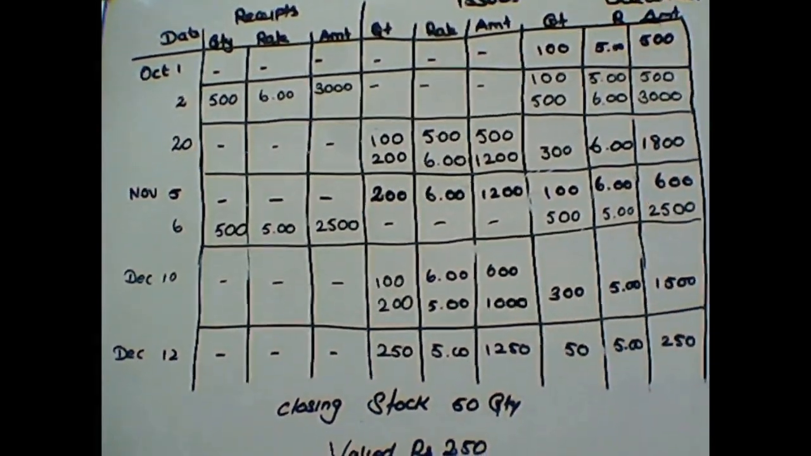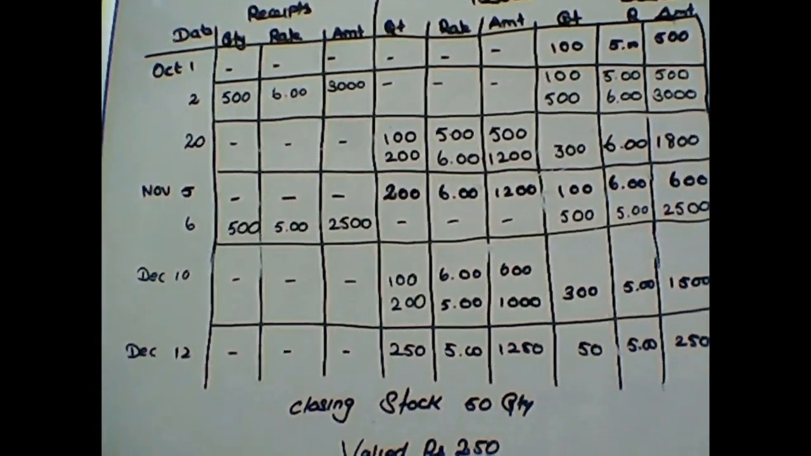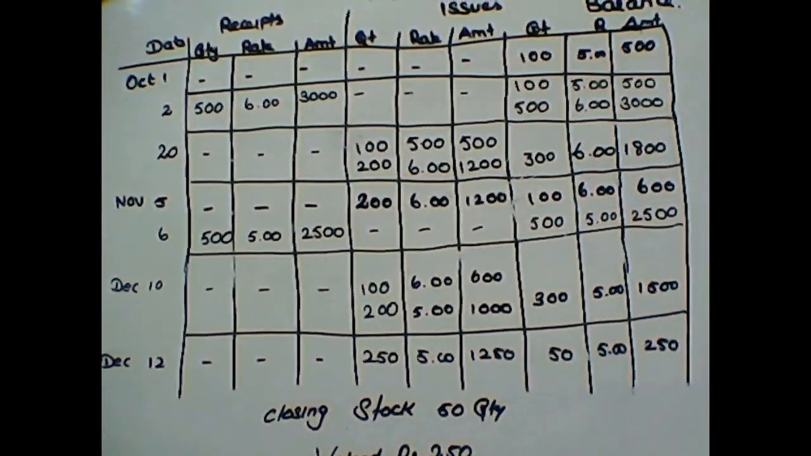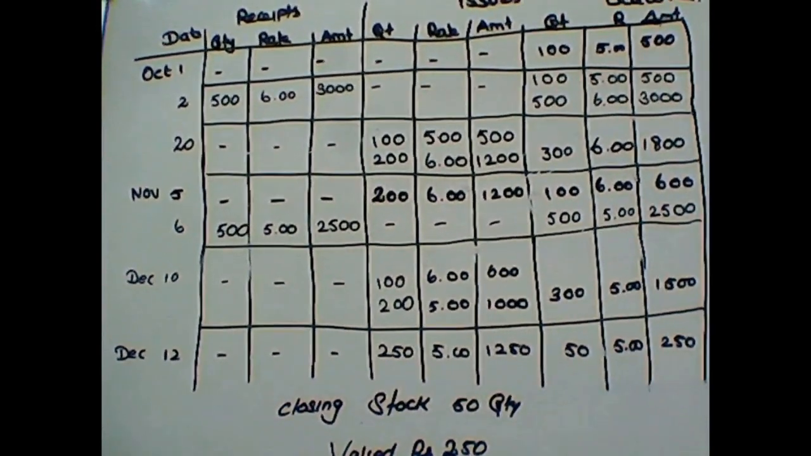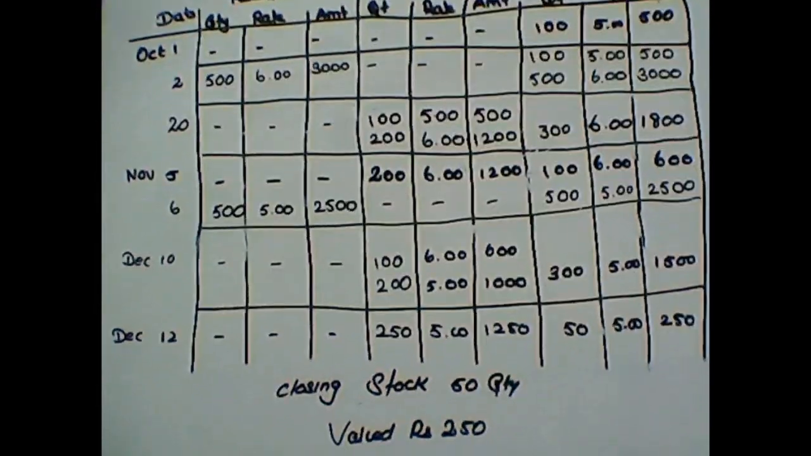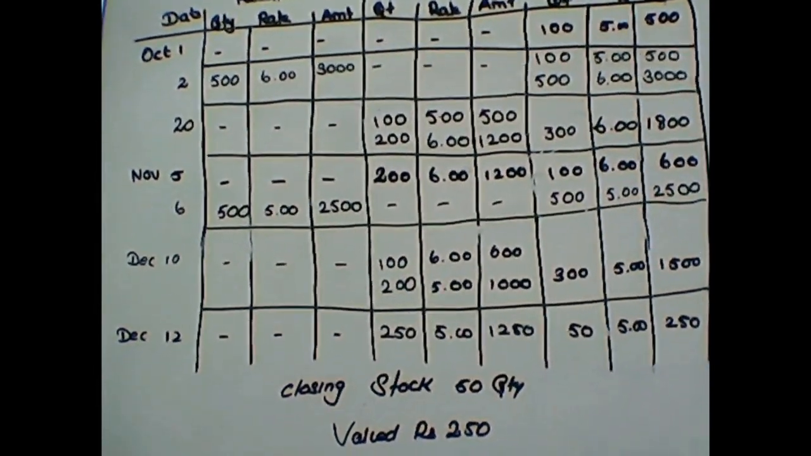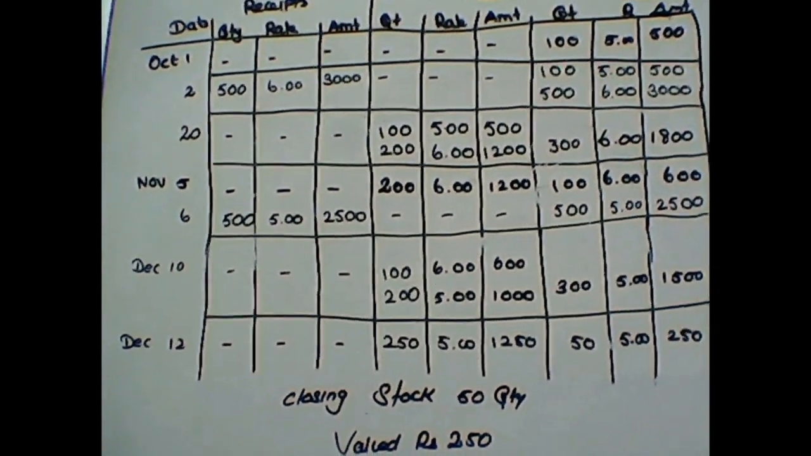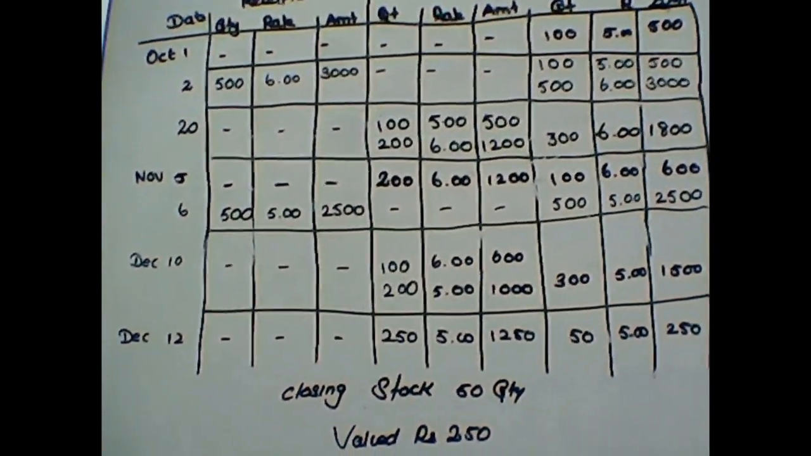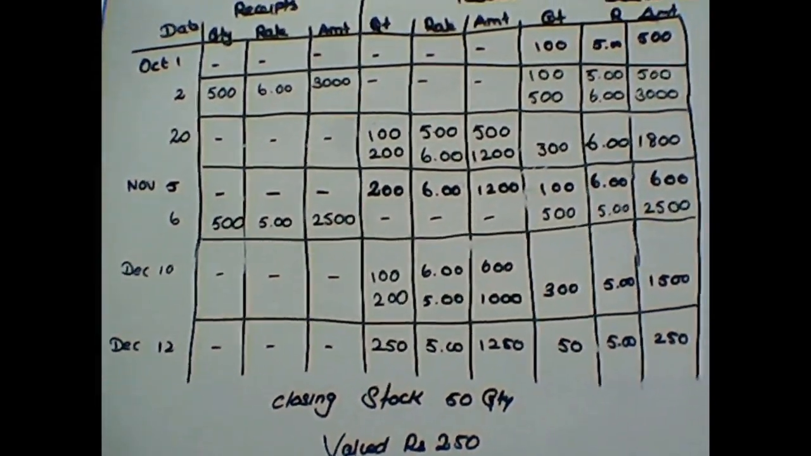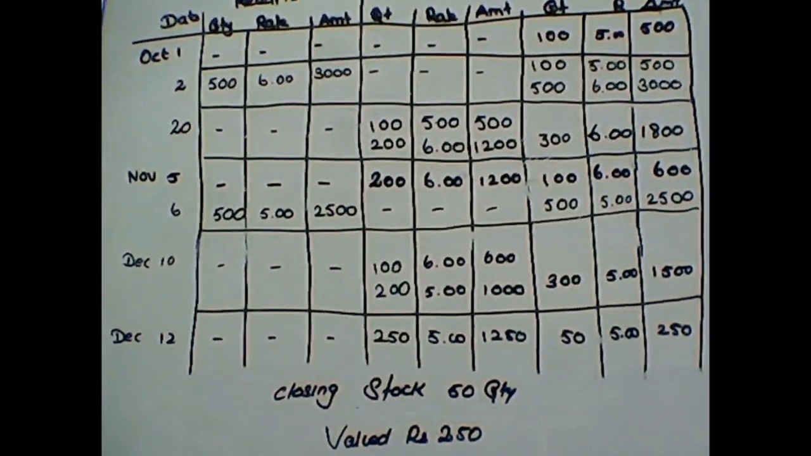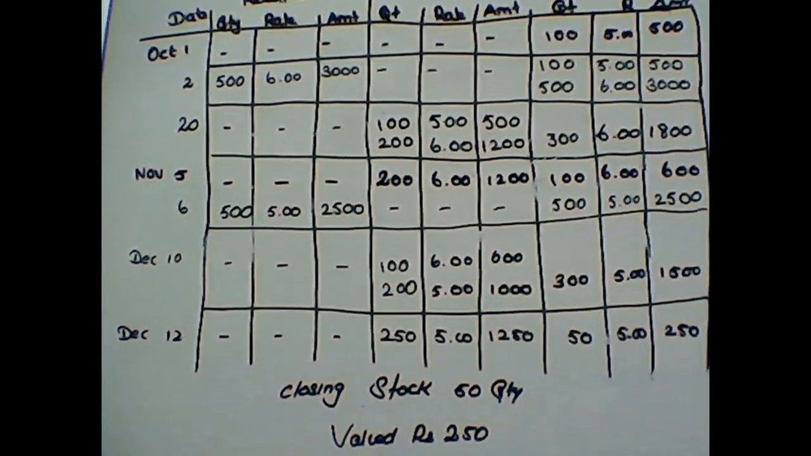The balance is 50. We have deducted the 300 and 250, and from that we are getting the final answer as 50 at rupees 5, which is 250. So our closing stock is 50 units and the value is rupees 250. In this problem we were asked to calculate the closing stock. What is our closing stock? It is 50 units, and the value for that stock is rupees 250.